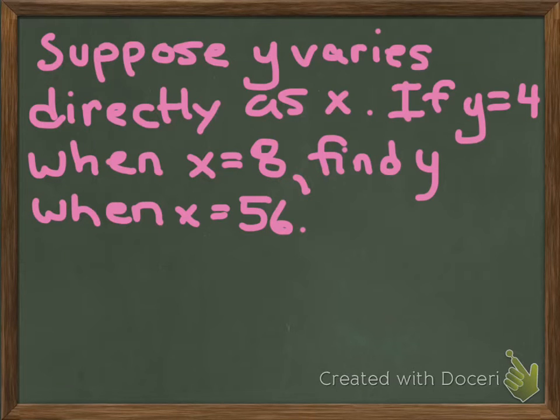Today we're going to be reviewing for lessons 3-4 through 3-6, and this is for the algebra quiz. So the first question here, it says, suppose y varies directly as x. That sentence tells us that we are going to be using direct variation. So, specifically, y varies directly as x.